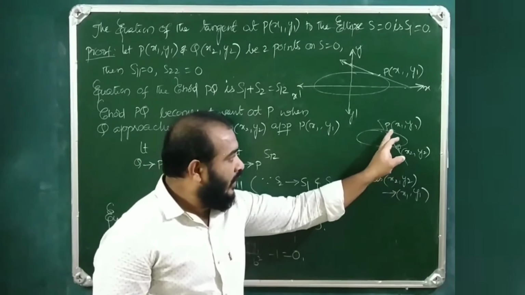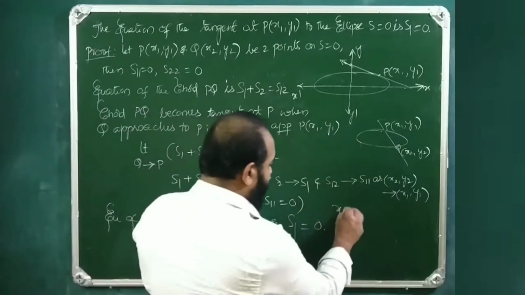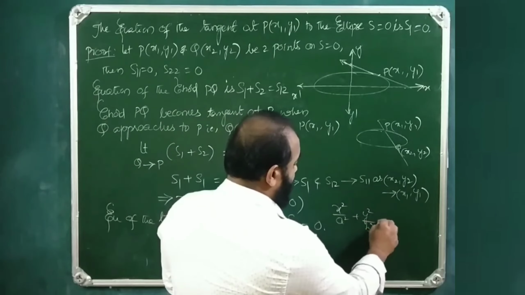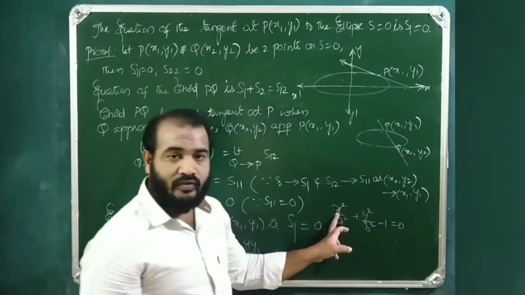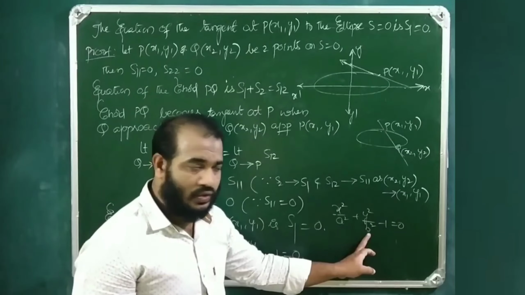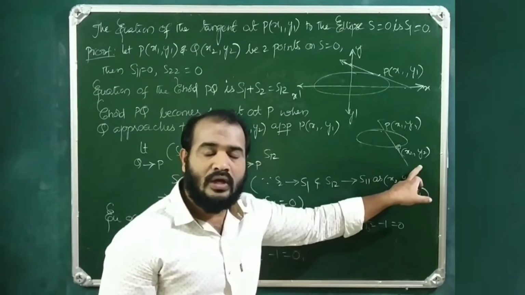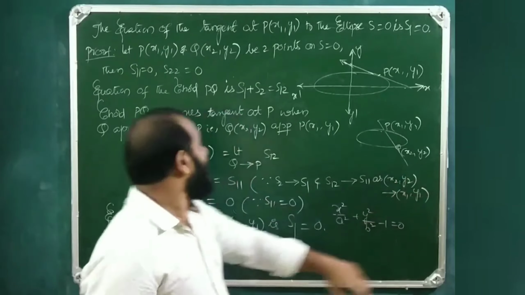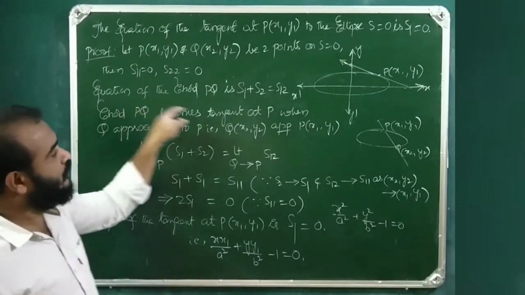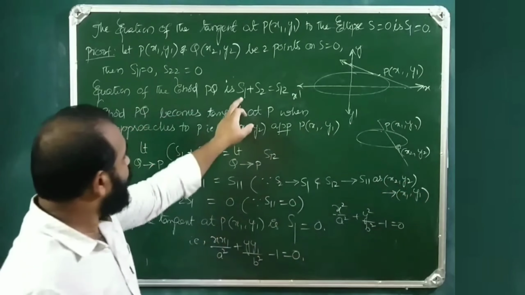So substitute x1, y1 in the ellipse x square by a square plus y square by b square minus 1 equals 0. Then x1 square by a square plus y1 square by b square minus 1 equals 0, which is S11 equals 0. Likewise, Q(x2, y2) lies on the ellipse, so S22 is also equal to 0. And we have seen the equation of the chord joining the points P and Q is S1 plus S2 equals S12.